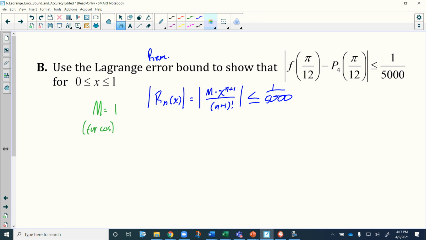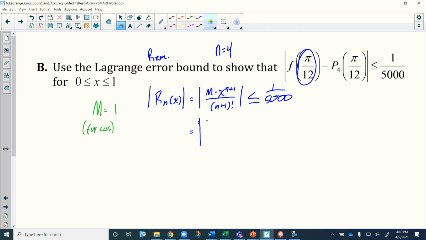They told us in part A that the degree was 4, so we don't have to try to figure out the degree here. The one thing we don't really know is, actually we do, because it told us, we do have a value for x of pi over 12. So let's start plugging away and see what we get here.